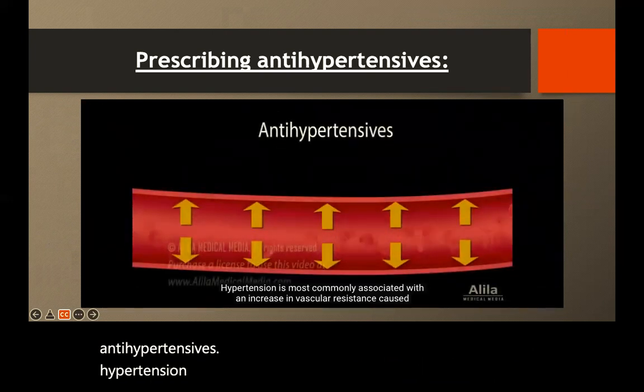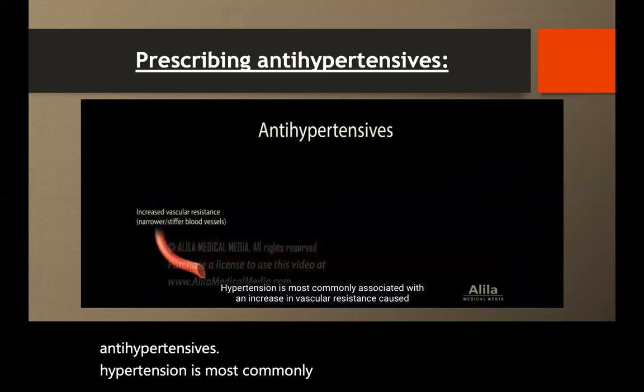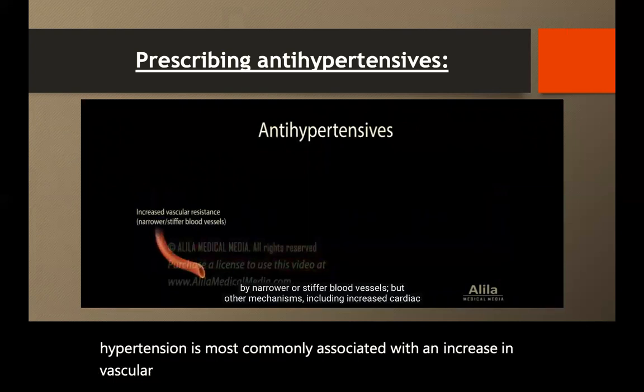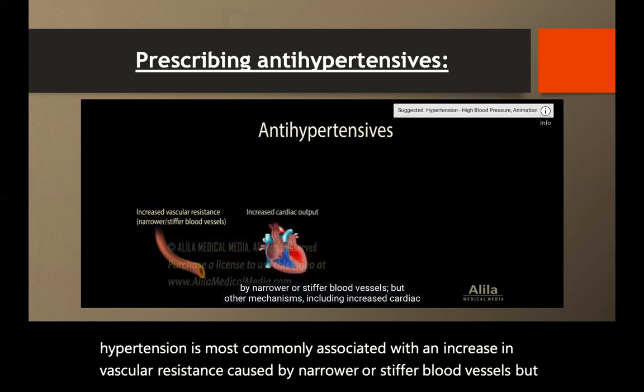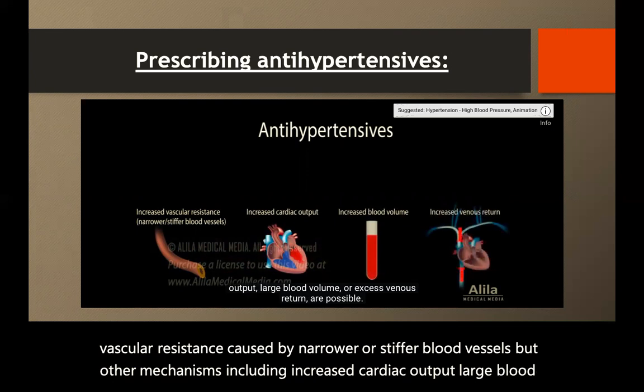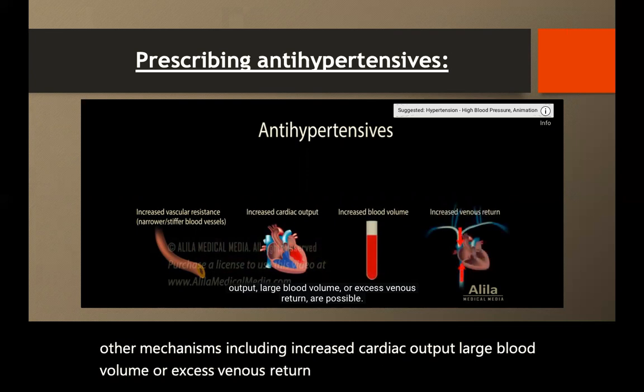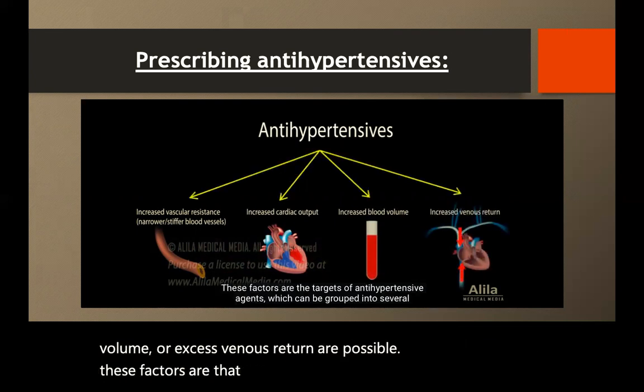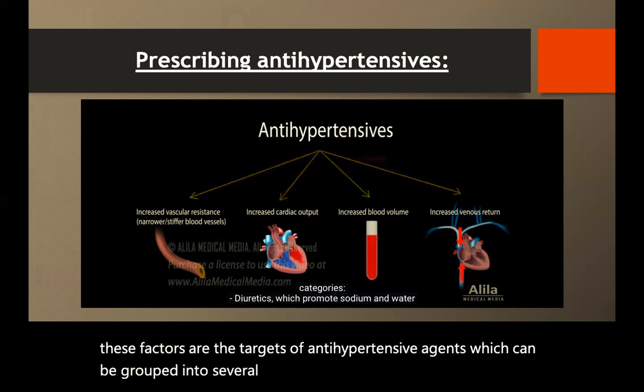Hypertension is most commonly associated with an increase in vascular resistance caused by narrower or stiffer blood vessels. But other mechanisms, including increased cardiac output, large blood volume, or excess venous return, are possible. These factors are the targets of antihypertensive agents, which can be grouped into several categories.